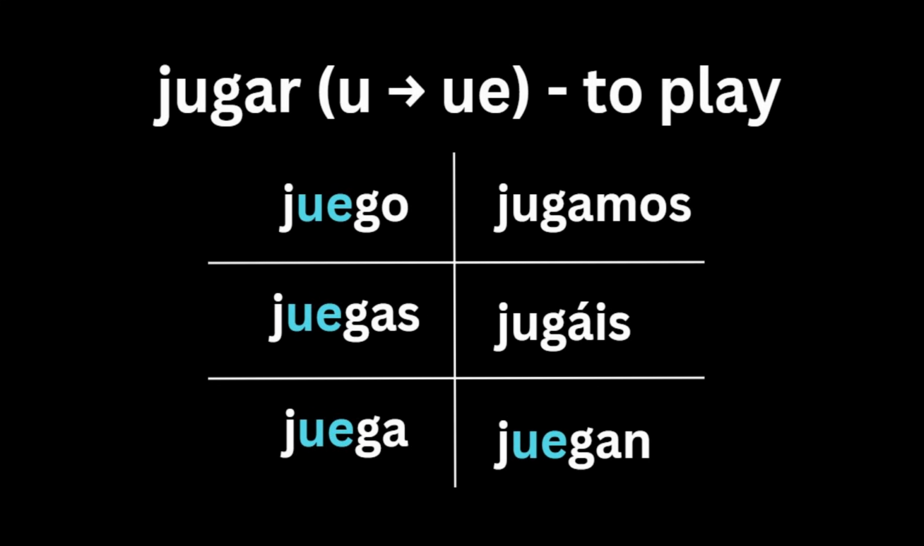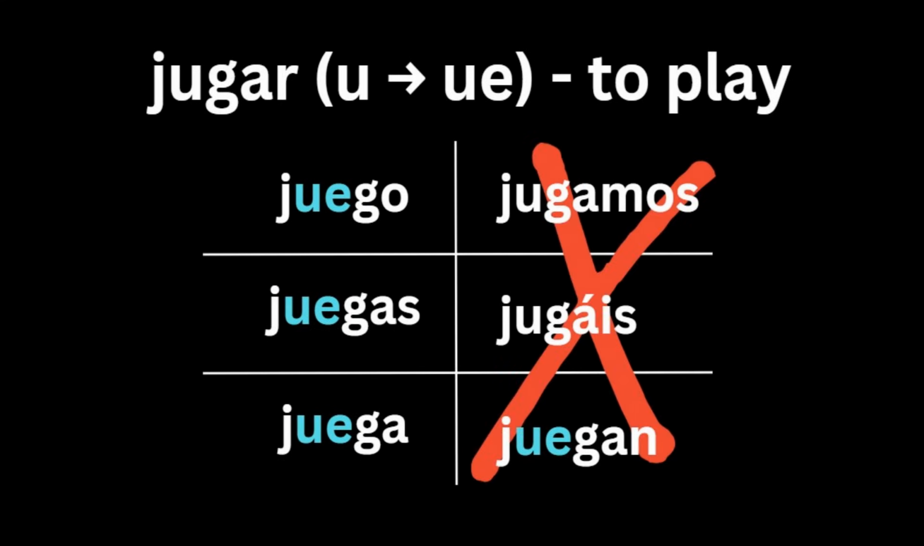Tú juegas, you play. Él juega, he plays. Nosotros jugamos, we play. Vosotros jugáis, y'all play. And ellos juegan, they play. Try not focusing on these pronouns because, like I say all the time, they're not useful in conversation.